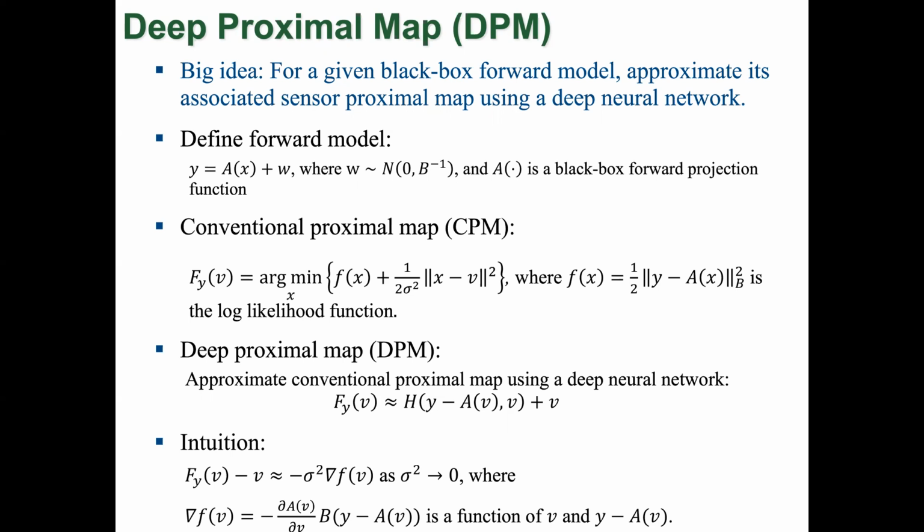We then express the proximal map as h plus v, where h is the residual between input v and the output f of v. We use a deep neural network to learn the residual h. Notice that the function h takes two input arguments, v and y minus a of v. The intuition behind this is that as the scalar term sigma squared goes to 0, we can approximate the residual f of v minus v as minus sigma squared times the gradient of f with respect to v, where the gradient term is a function of v and y minus a of v.